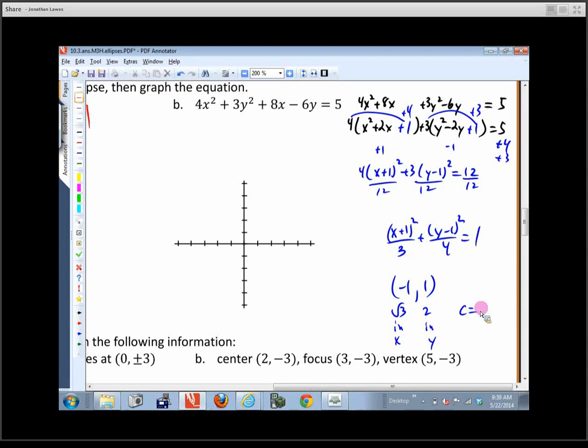And what's c going to be on this problem? As ugly as the rest of this was, it's just going to be a 1. It's the square root of 4 minus 3, so it's going to be a 1. Okay? So we are at 1, negative 1, 1. Square root of 3 in the x direction, that's about 1.7. 2 in the y direction.